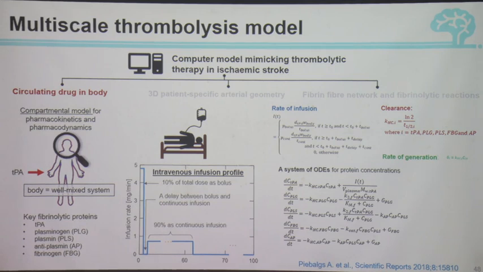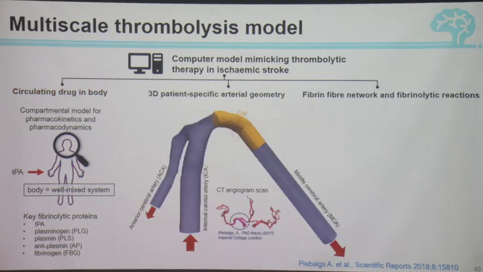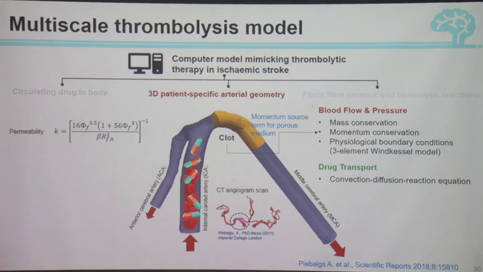Right, so now let's look at the localized 3D model. If we look at one of these bifurcations, this is the internal carotid bifurcation, where it has two branches, the anterior cerebral artery and the middle cerebral artery. And imagine that there is a clot sitting somewhere here. And so we need several equations to describe that.